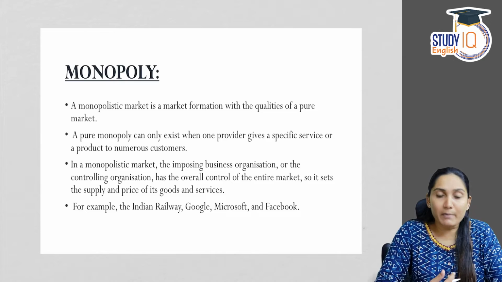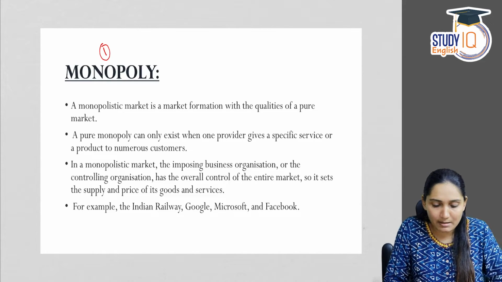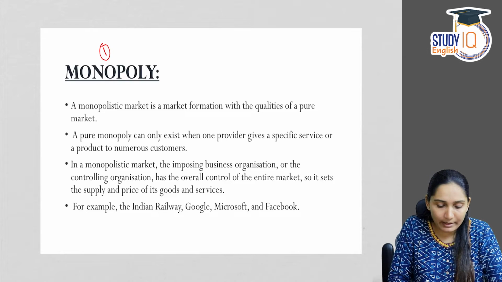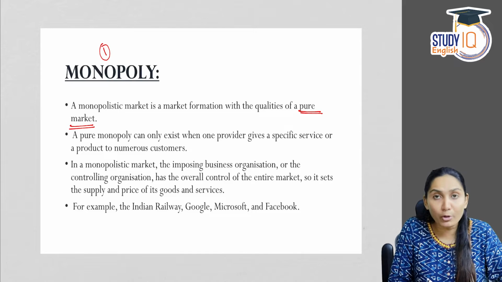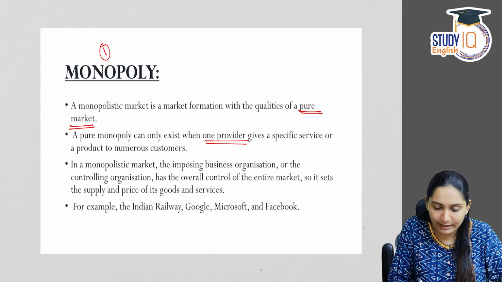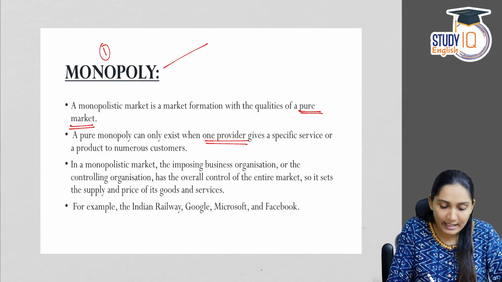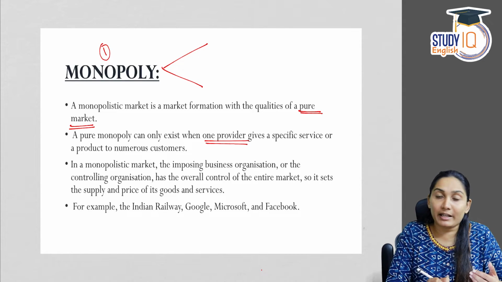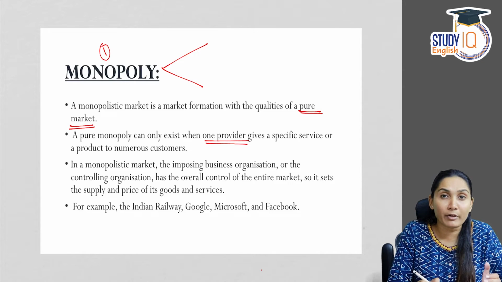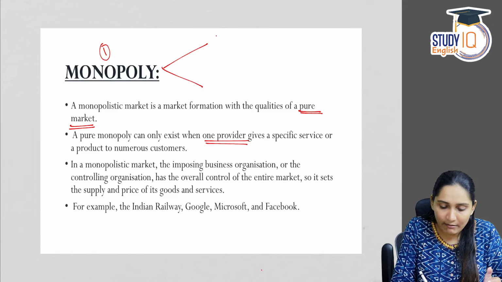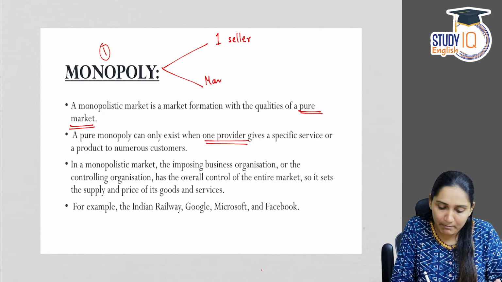Let's see each type of market. First, monopoly. A monopolistic market is a market formation with the qualities of a pure market. A pure monopoly can exist when one provider gives service or product to numerous consumers. So we can say that the nature of a monopoly market is that there is only one seller and a large number of buyers. Only one seller would be there and buyers will be many.